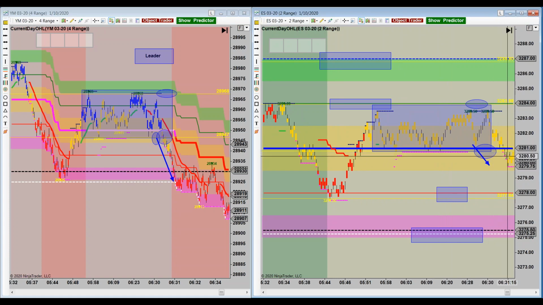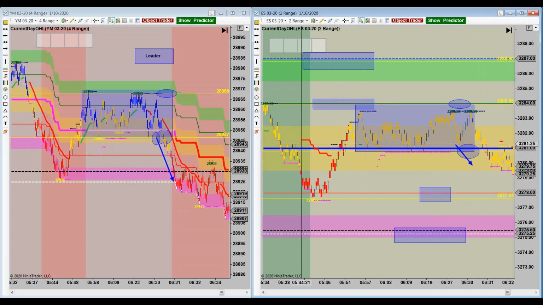Here's 6:31. Here's 6:32 coming up. It's breaking down. At 6:32, where is YM? Fresh lows. Now, at 6:32, is ES even close to the lows of the day? No. It just broke. It broke a minute ago. Finally, over here.